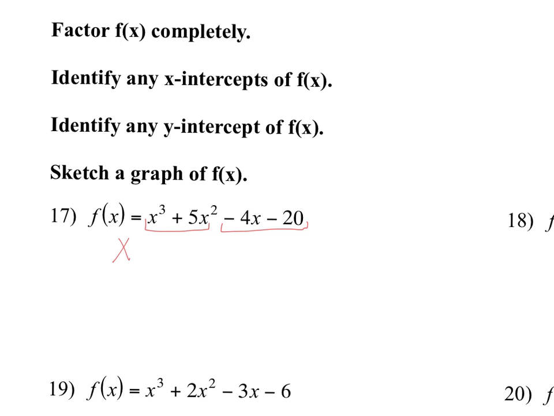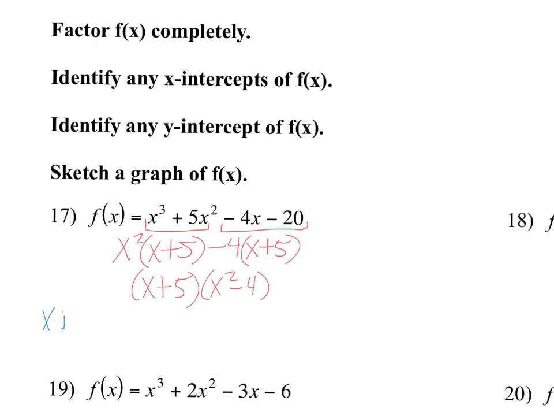First 2 have an x squared in common, and I'm left with an x plus 5. For the next 2, I can factor out a minus 4, and I'm left with x plus 5. That means I've got x plus 5 and x squared minus 4.